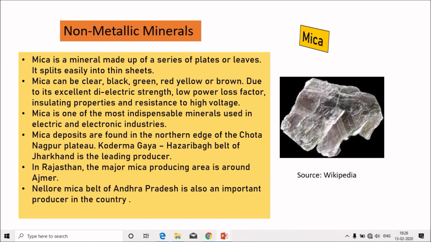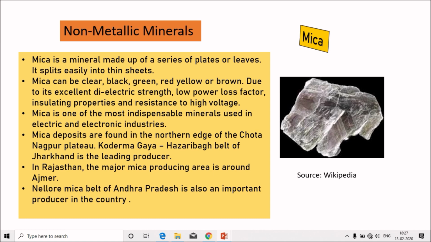Mica mineral is made up of several series of plates or leaves under it. As you can see on the screen, the picture of mica, which is clear, black, green, red, yellow, or brown. Due to its excellent dielectric strength, the lower power loss factor or the insulating properties and resistance to high voltage, mica is considered as one of the most indispensable minerals used in the electric and electronic industries.